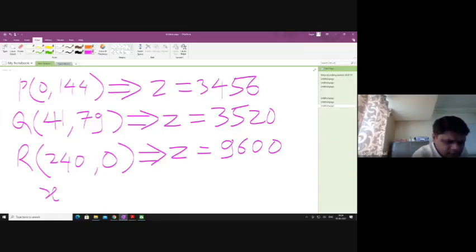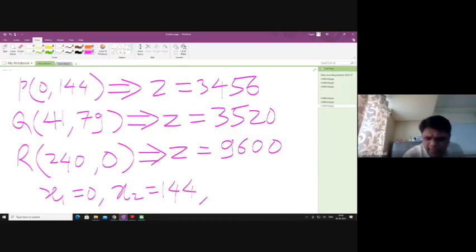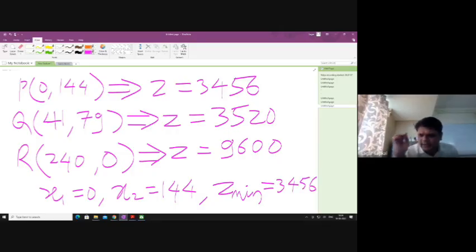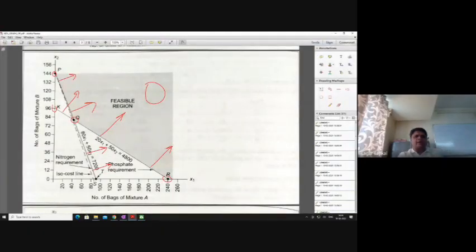Our solution is x1 is equal to 0, x2 is equal to 144 and Z min is equal to 3456. Always write Z min or Z max, because that will give you the objective function. So this is our solution. Are you getting this from this graph?